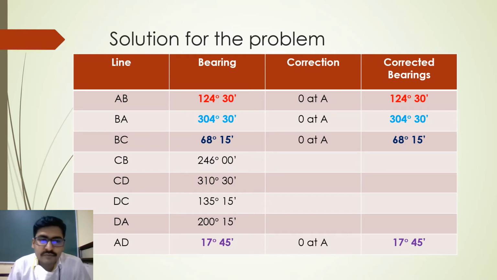Now as I have told you, we need to have a table, right? And in the table, forward bearing and back bearings are clubbed into one single column and we call it just a bearing. So the first column will have line and the second column will have bearing. Then the third column will have correction and the fourth column will have corrected bearings.